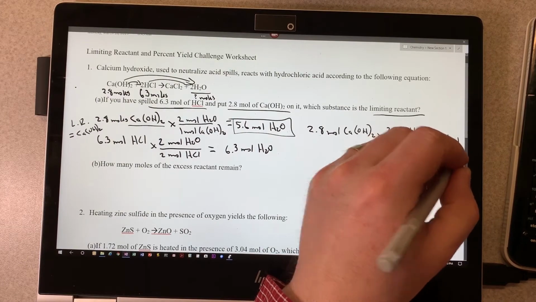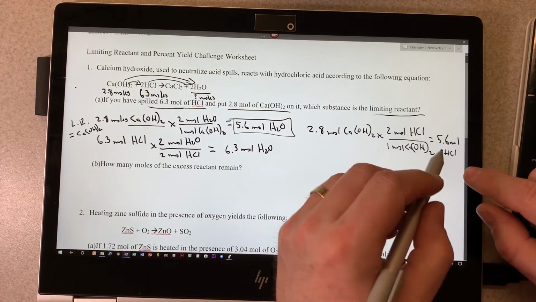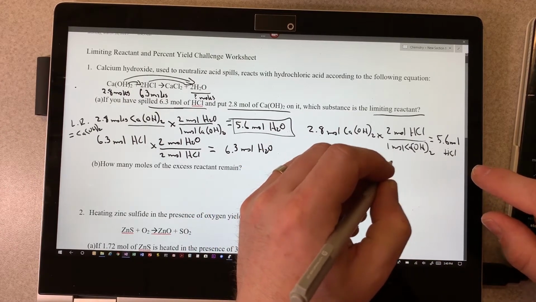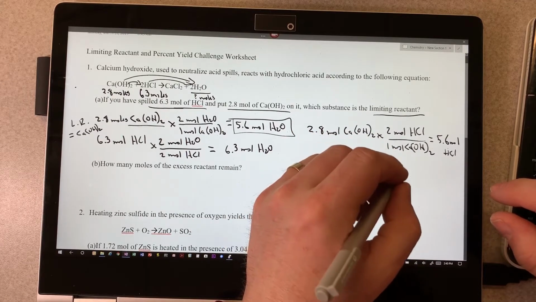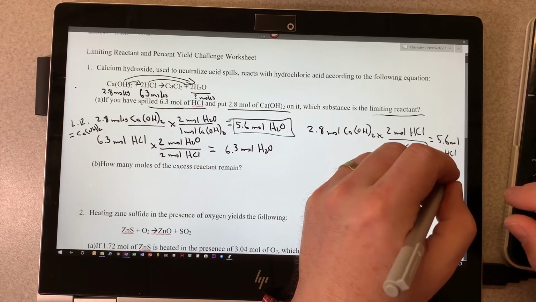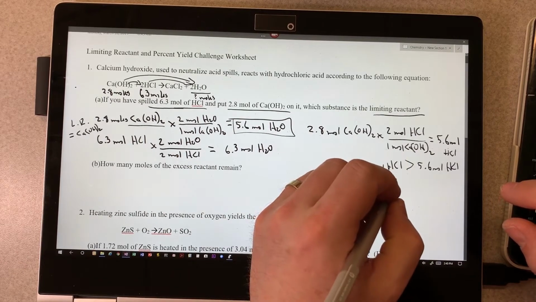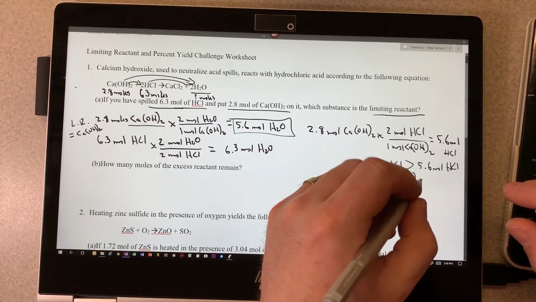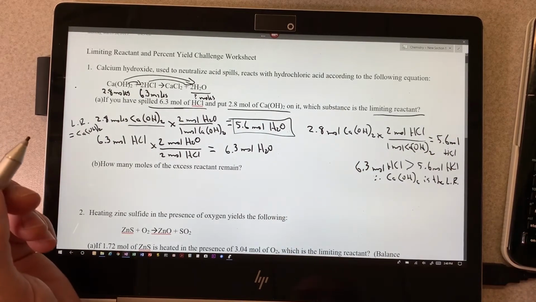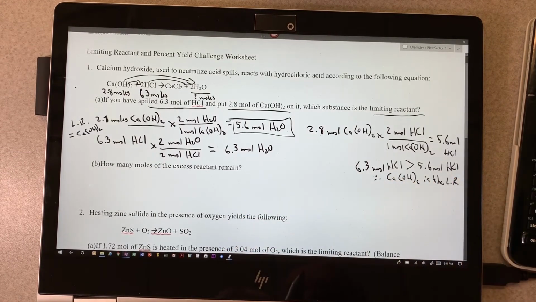Okay, so that tells me if I look at this, right, 6.3 moles of HCl is greater than 5.6 moles of HCl. Therefore, calcium hydroxide is the limiting reactant. Okay? Because I have more on hand than I'm going to use in the equation.